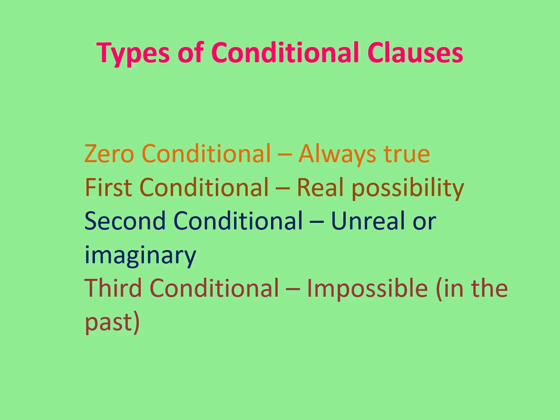We can group conditional sentences into four main types, based on time and possibility. First, we have the zero conditional. It talks about facts and things that are always true. Second, the first conditional. This talks about real possibilities in the future. Third, the second conditional. This is for unreal or imaginary situations. And finally, the third conditional. It talks about things that didn't happen in the past. Let's look at each type more closely.